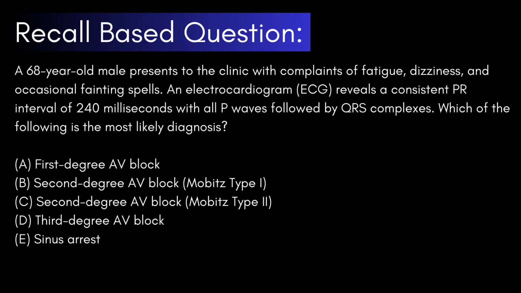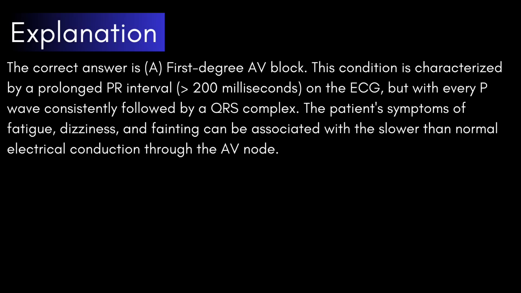Otherwise, moving on now. The correct answer is A, first degree AV block. This condition is characterized by a prolonged PR interval, greater than 200 milliseconds on the ECG, but every P wave is consistently followed by a QRS complex. The patient's symptoms of fatigue, dizziness, and fainting can be associated with the slower than normal electrical conduction through the AV node. All right, let's go ahead and see why the other answer choices are incorrect.